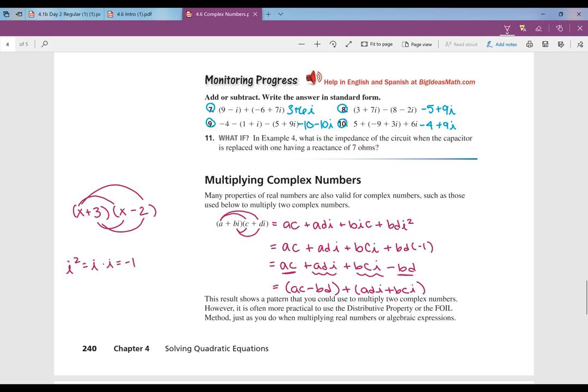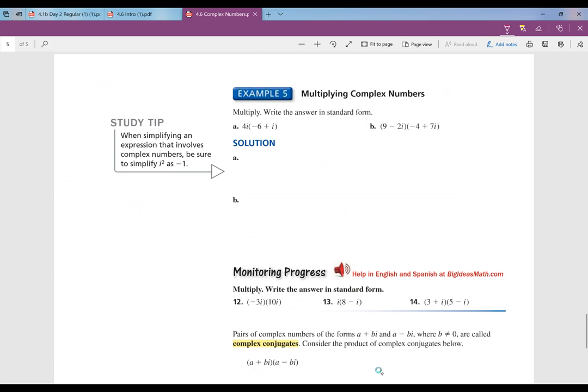Now if you really wanted to, you could memorize this pattern, but usually it's more practical to just distribute for whatever numbers you're working with. Okay, so let's do an example.